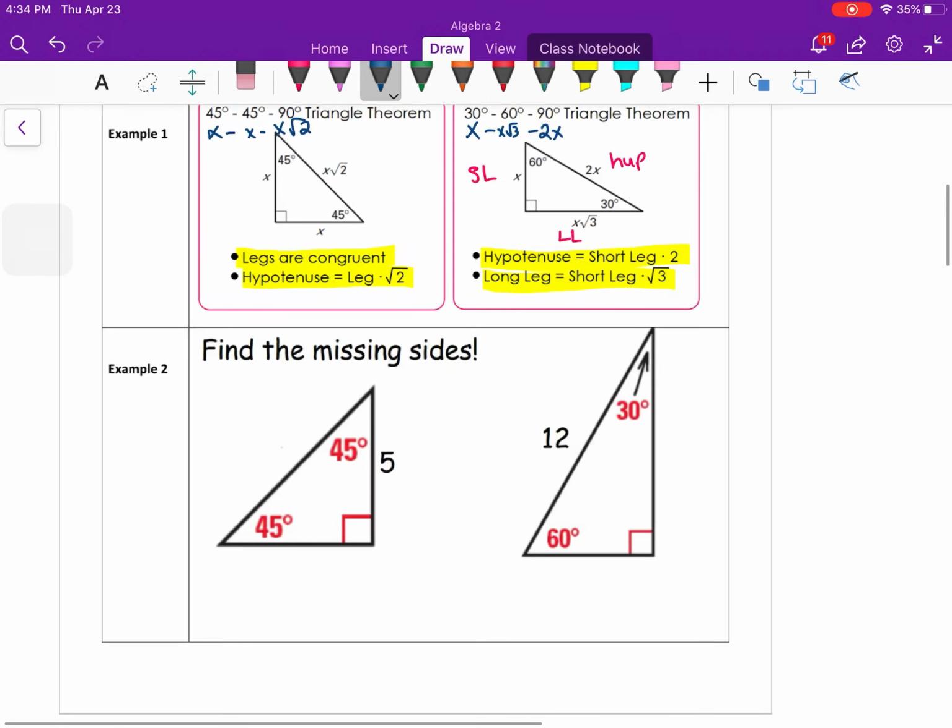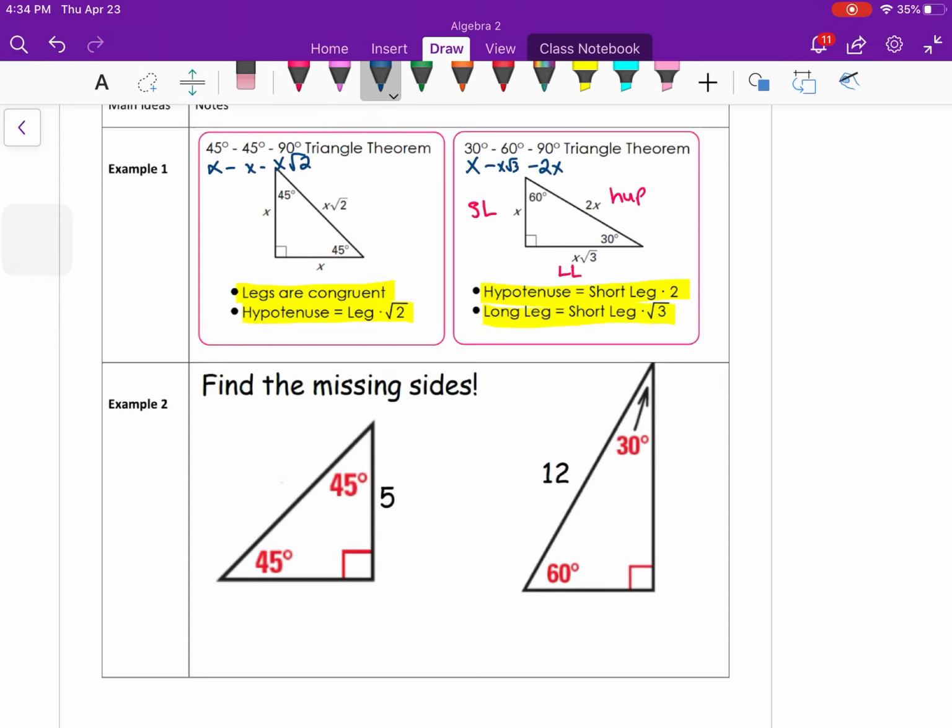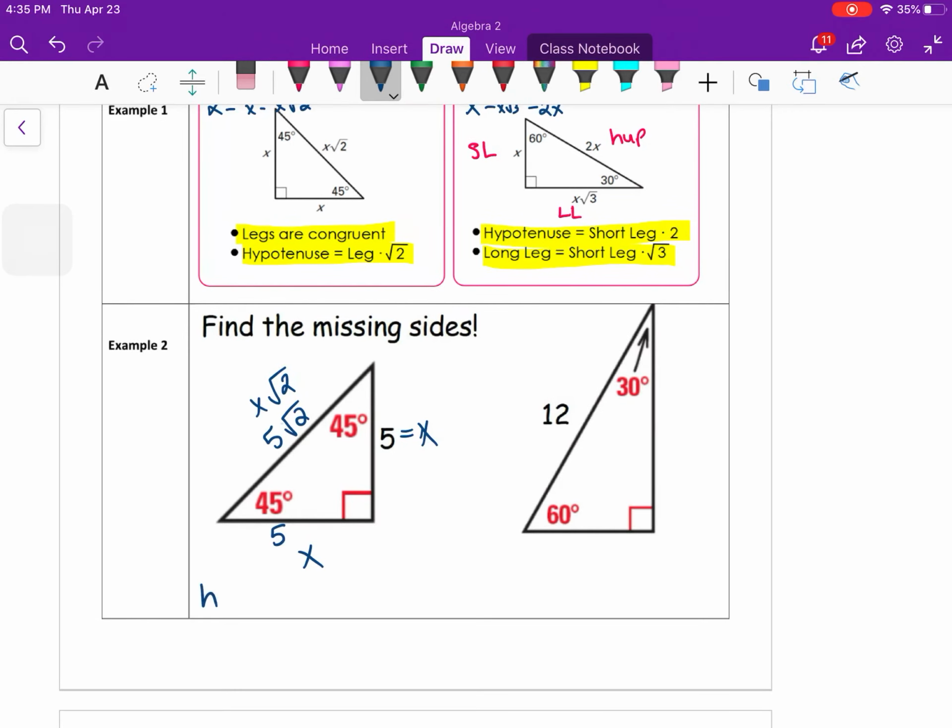So find the missing sides. The first triangle I have here is a 45-45-90. And so that tells me that the side lengths are the same. So if the sides are the same, and then the hypotenuse is the leg times the square root of 2, which means that this side is also 5, and then this side would be 5 square roots of 2. The legs are congruent, and then the hypotenuse is equal to the leg times the square root of 2, so 5 square roots of 2.